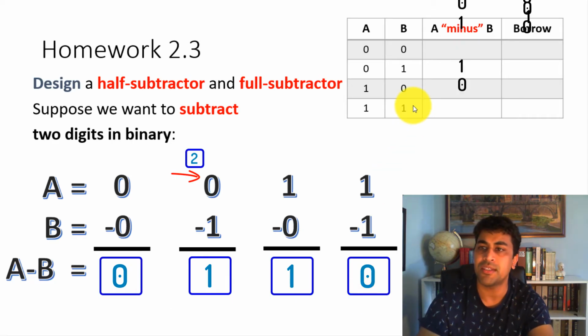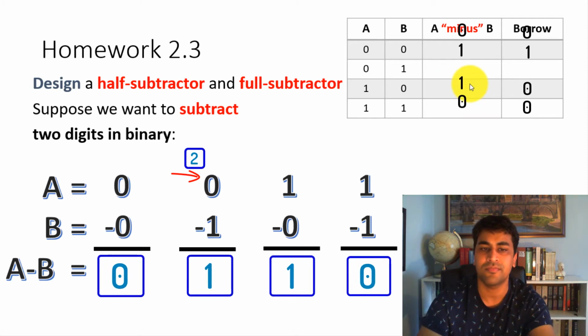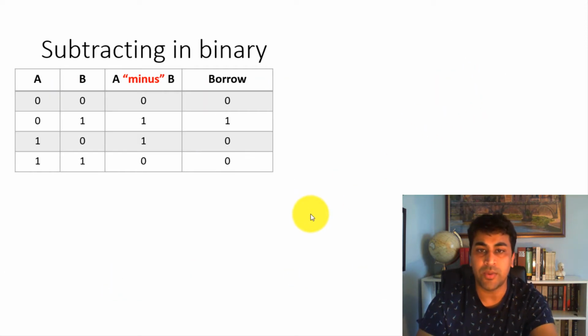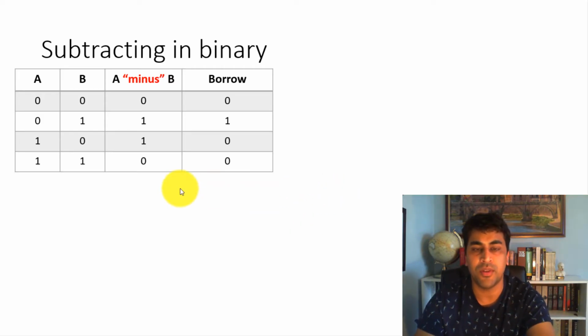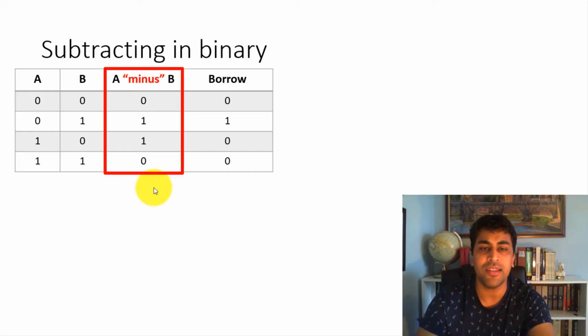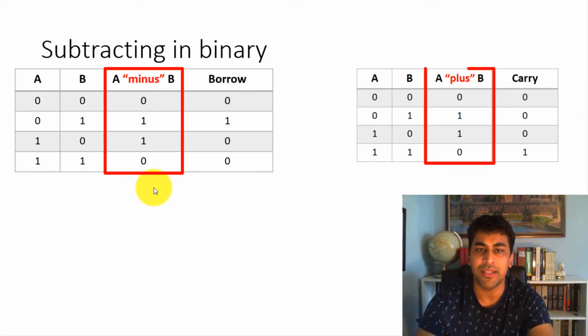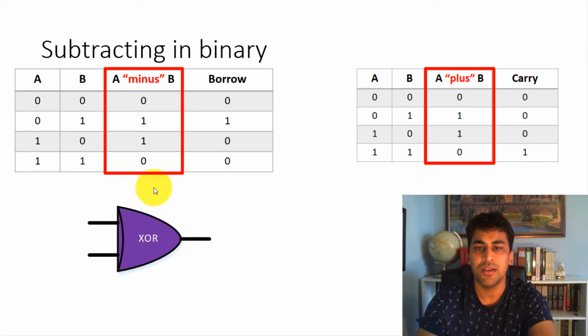We can now populate this table similarly to the way we populated the half-adder table. Now that we have this table, we can analyze it. So, looking at this column, we see that it's very similar to our half-adder table, where A minus B can be represented with an exclusive OR gate. That leaves us to represent the borrow.